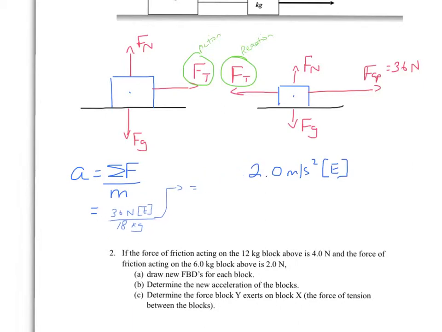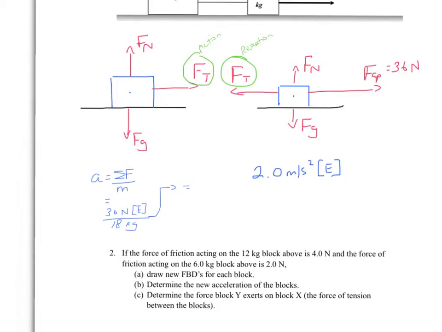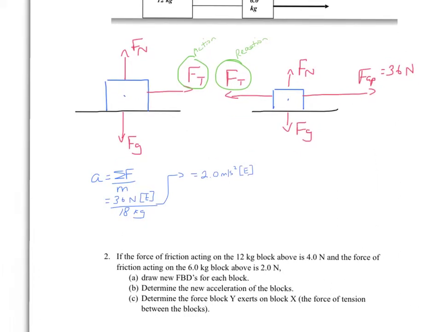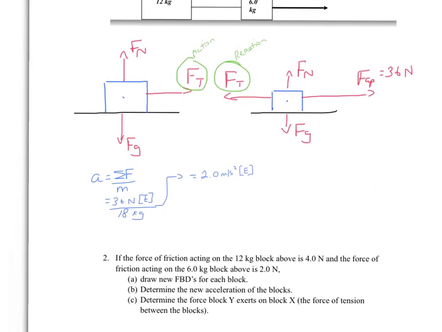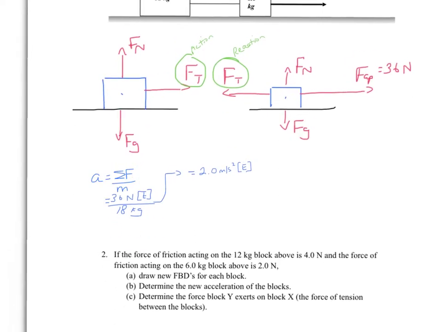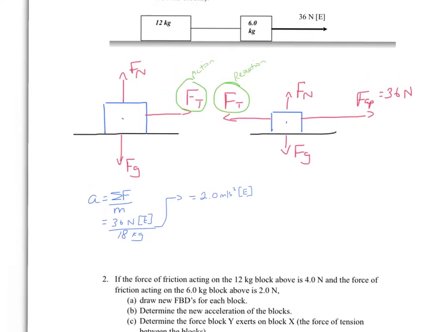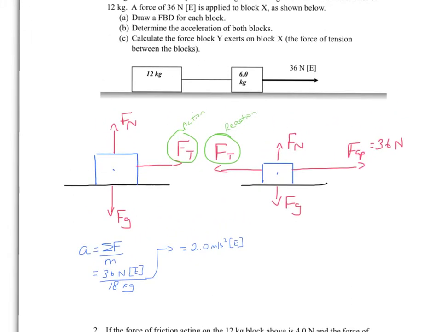So if you take a look at what I have so far, let me just make this a little bit smaller. Okay, there we go. All right. So if you take a look at what I have so far, you can see that the acceleration of the entire system has to be 2 meters per second squared towards the east. Okay, wonderful. So both of these blocks combined have to be accelerating at a rate of 2 meters per second squared.